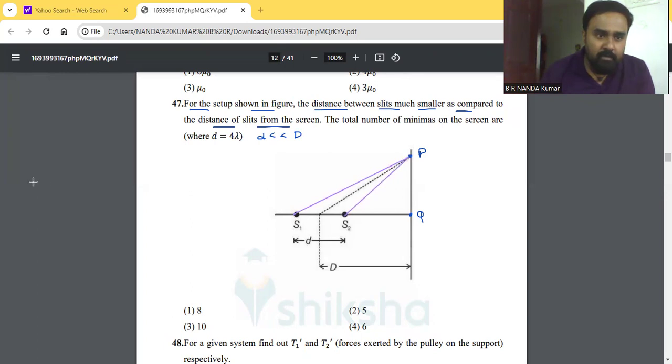So first, we need to find the path difference. What is the path difference between the two light waves? That is S1P minus S2P. But to find this, we have to use the Pythagoras theorem. So this is the midpoint of the two slits. The distance from S1 to Q comes as capital D plus d by 2.